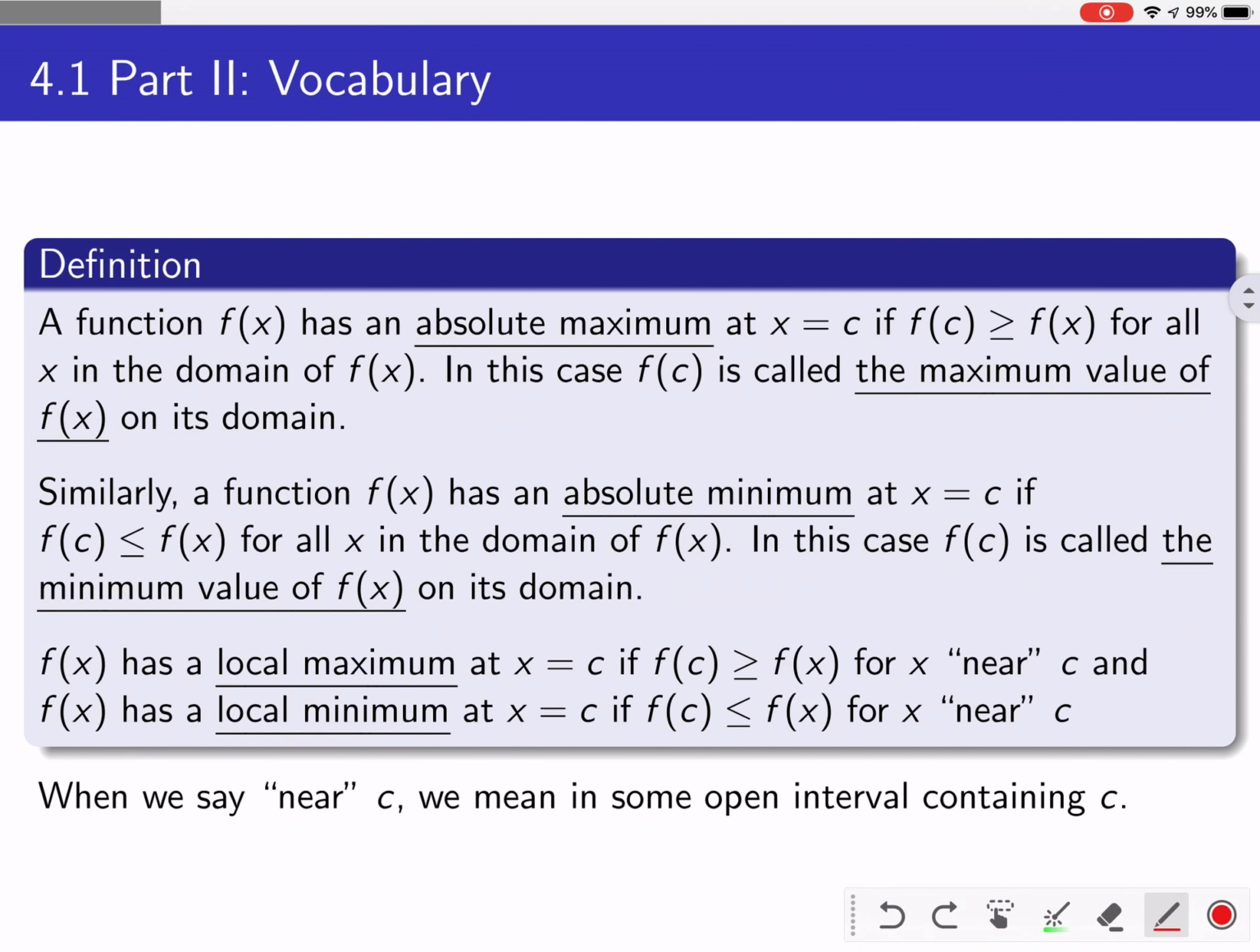Sometimes it's not important for a point on the graph to have the largest y value on its domain. All that matters is whether the function is larger near that x value. We call such points local maxima. To help us understand these concepts, let's see what they look like on the graph of a function.